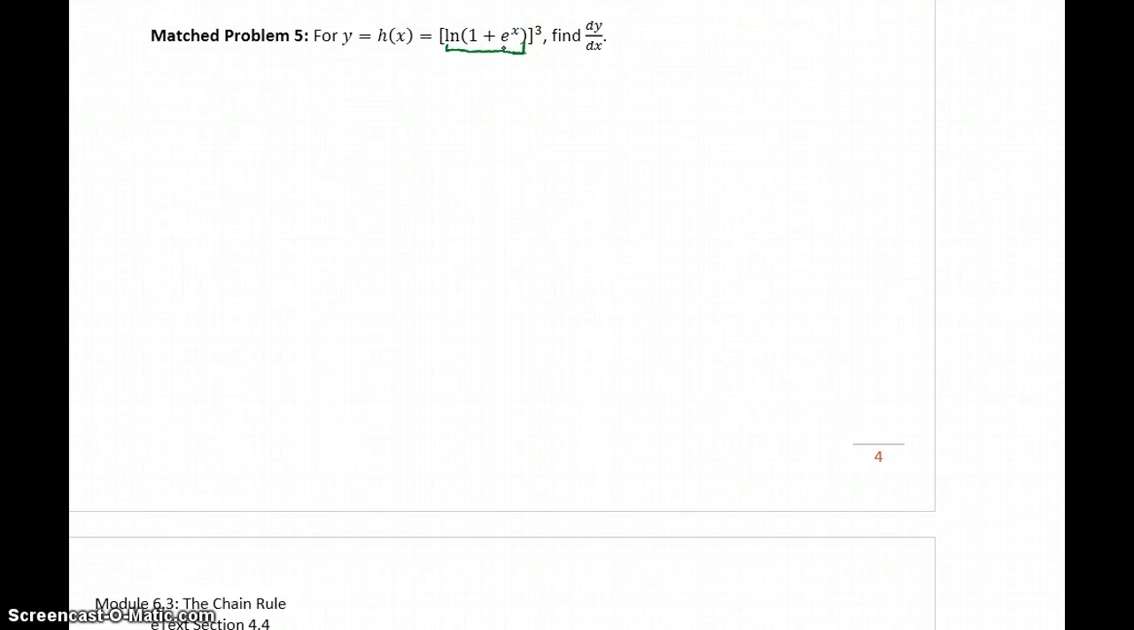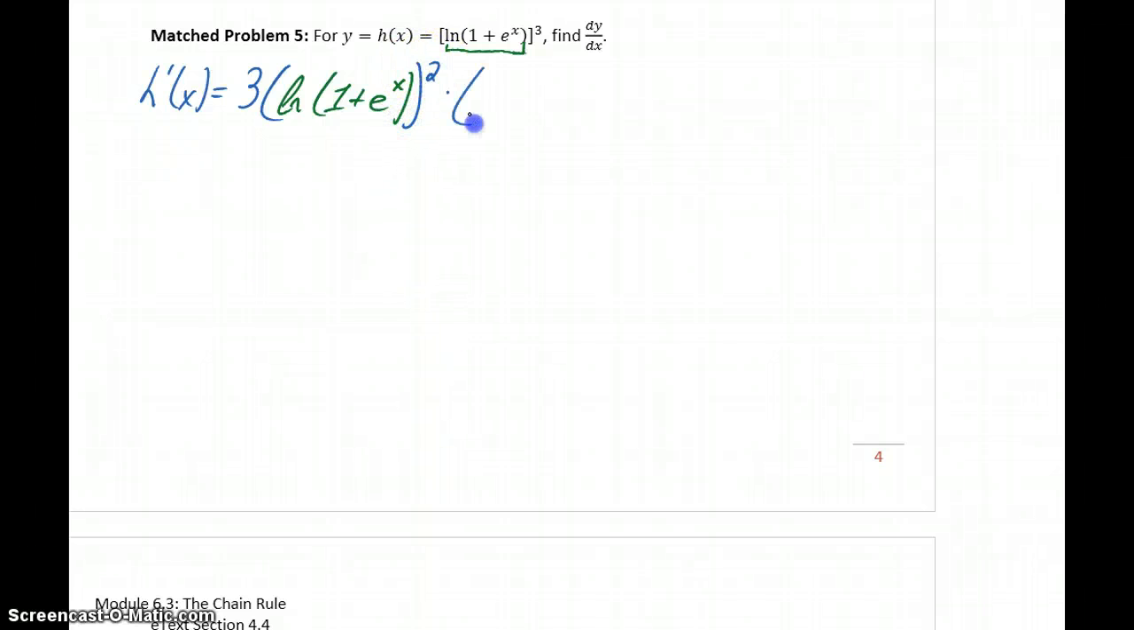For right now, we're not going to worry about that. Right now, we're just going to take the derivative of this function based off our power rule, since what we have is something being raised to the third power. So we start off with h prime of x is going to be 3 times the natural log of 1 plus e to the x squared, then times the derivative of the natural log of 1 plus e to the x. So this part's done, unless we can multiply something together with that 3 at the end.